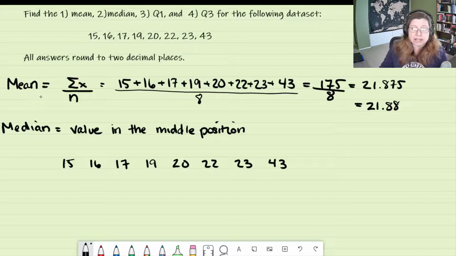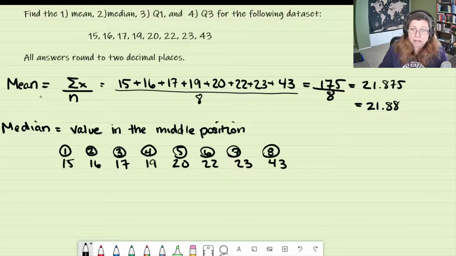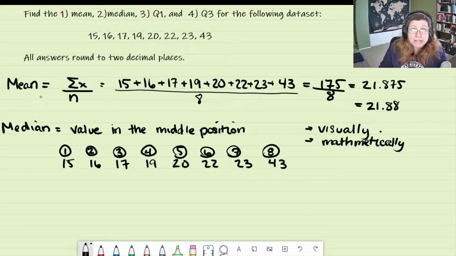So here's what I want to do. I want to find the position that is in the absolute middle of the list. So if I have position 1, position 2, position 3, 4, 5, 6, 7, 8. Now there's actually 2 ways of solving this. One, I could solve it visually, and the second way, I can solve it mathematically. For this problem, the list is small enough to do it visually, but first for the median, I'll go ahead and show you visually, and then for Q1, maybe I'll do it mathematically, and then for Q3, I'll roll back to doing visually.